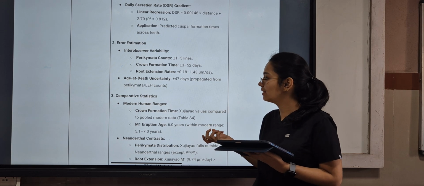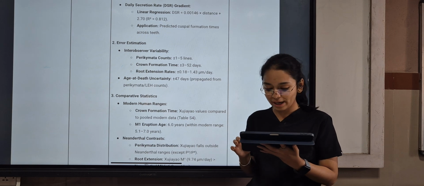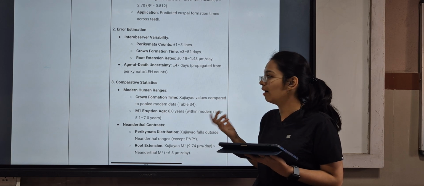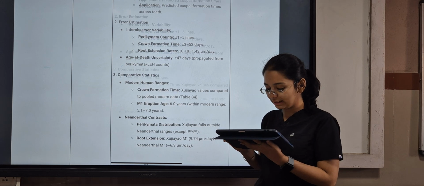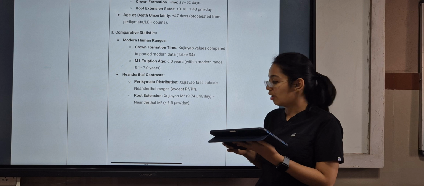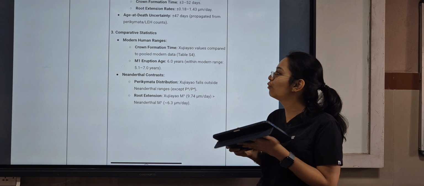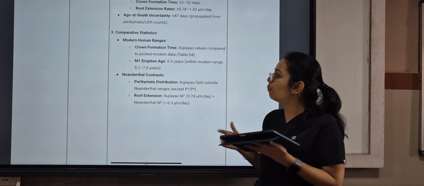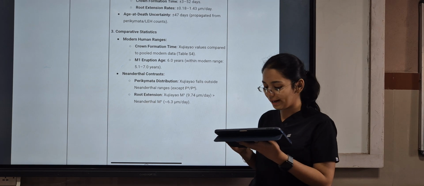Age at death uncertainty was also studied, which was plus or minus 47 days. It was propagated from the perikymata or the enamel hypoplasia counts. And the comparative statistics was also done. So modern human ranges are from crown formation time. The Giglio values were compared to pooled modern data.